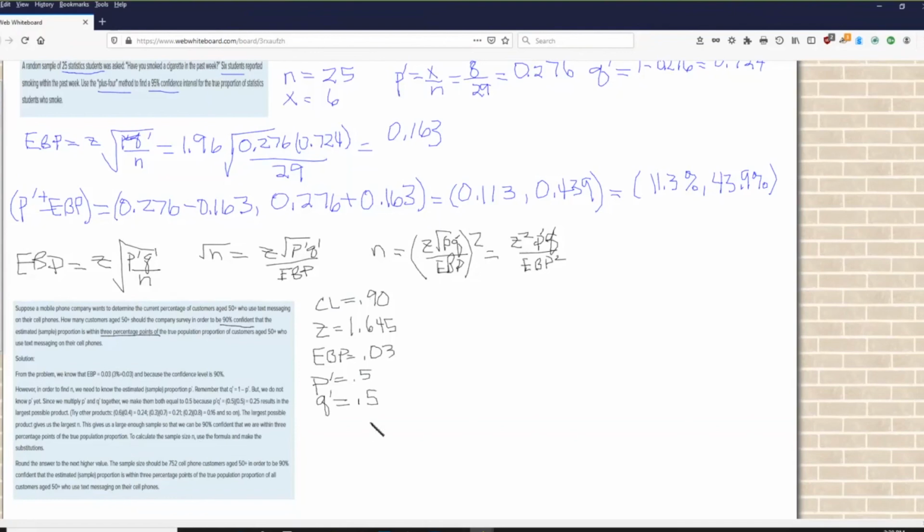So now we've got all of our data and we just need to plug that in. So I have n equals z squared p prime q prime divided by the error bound of the proportion squared. So that's going to give me 1.645 squared times 0.5 times 0.5 all over 0.03 squared. And then when I do all of that calculation, I'm going to end up with 751.67.